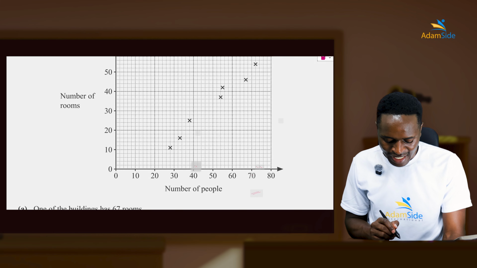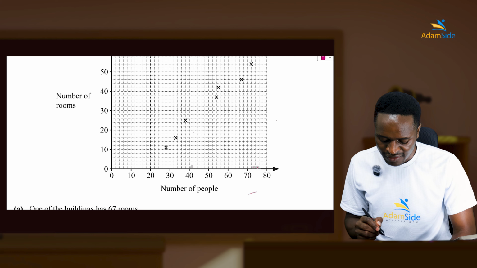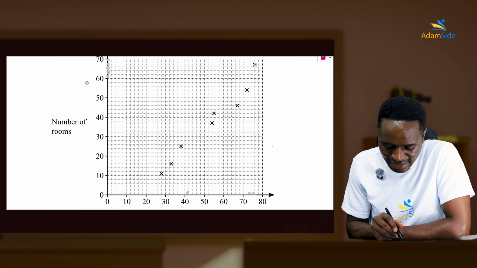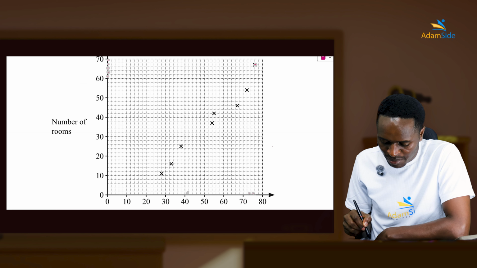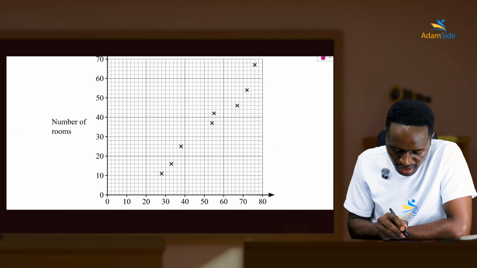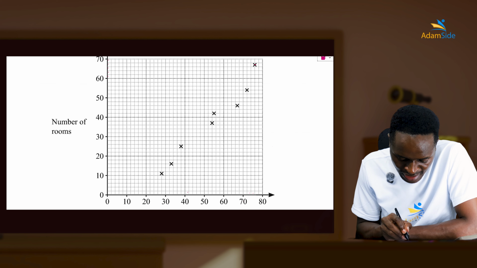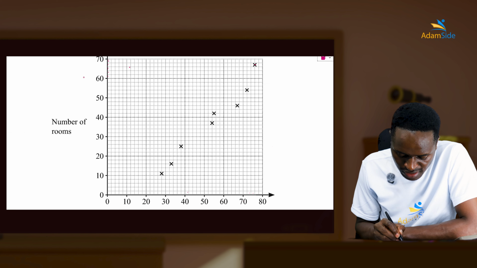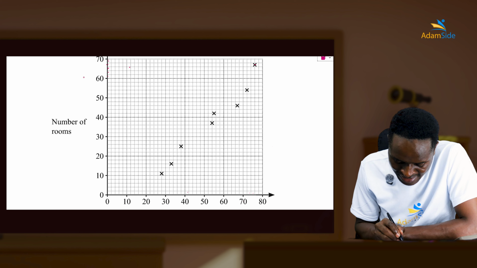One of the buildings has 67 rooms. If it has 67 rooms, we need to find an estimate so that we know the number of people. It's easier to draw a line from 67 rooms, and you need to know the scale. Let's count our scale: 1, 2, 3, 4, 5. So 5 represents 10, which means each is 2. So 62, 64, 66, 67. It means it's at the center here.